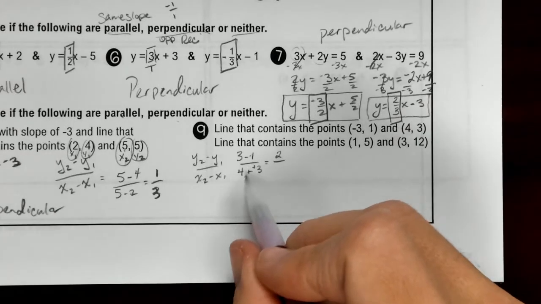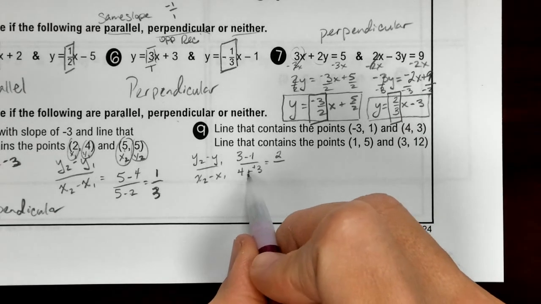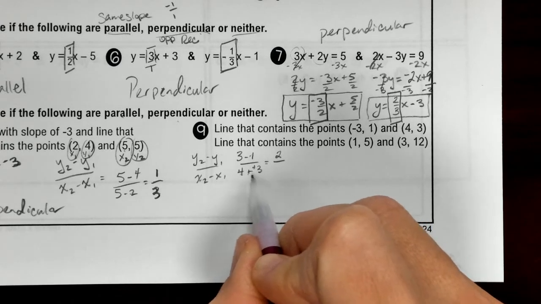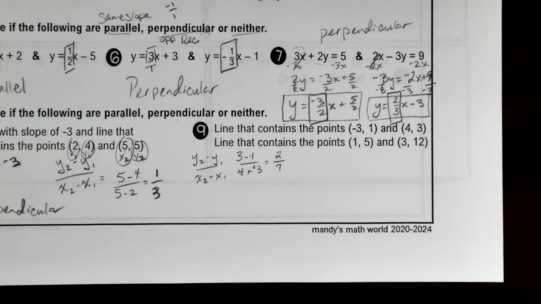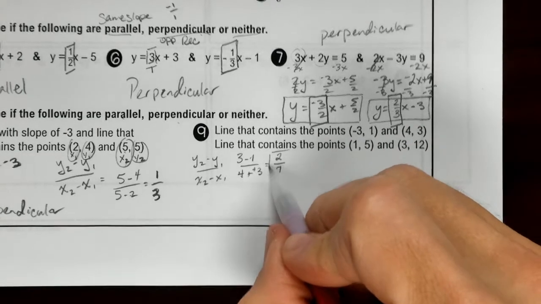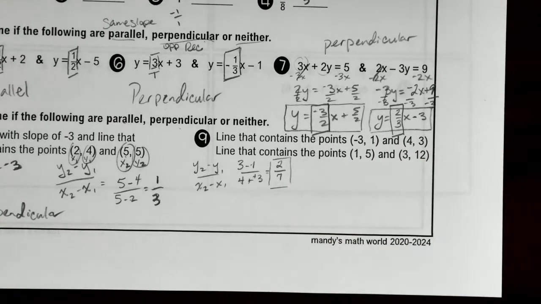So again, 2 negatives beside each other, Hayes, I can change. So 4 minus negative 3 becomes a positive. What's 4 plus 3? 7. Alright, so the first line has a slope of 2 over 7.